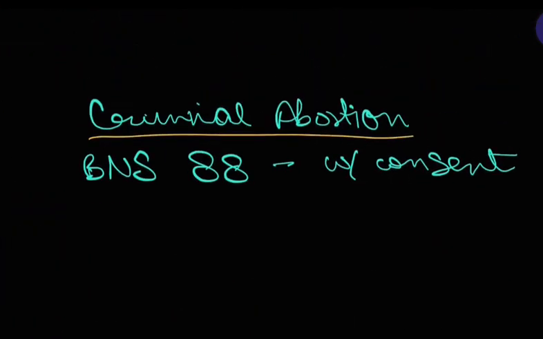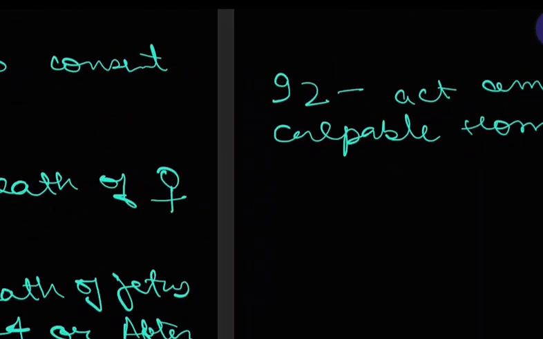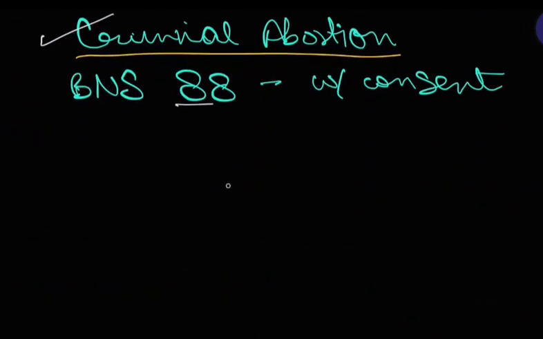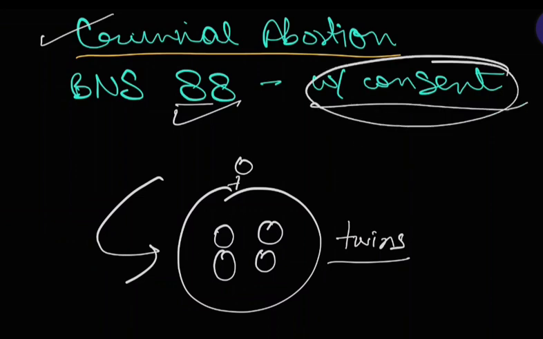Then comes the BNS of criminal abortion ranging from BNS 88 to BNS 92. In criminal abortion, we have to remember that there is a pregnant mother who has 2 twins inside of her. Okay, so this is 8, so BNS 88: when a mother performs an abortion with her consent or someone else performs, but here Mummy's consent is there, so it's BNS 88.